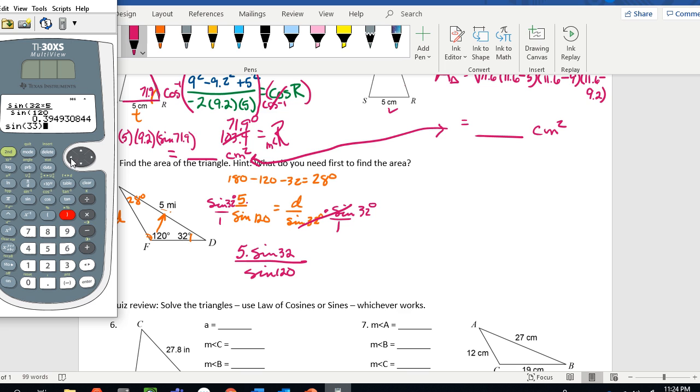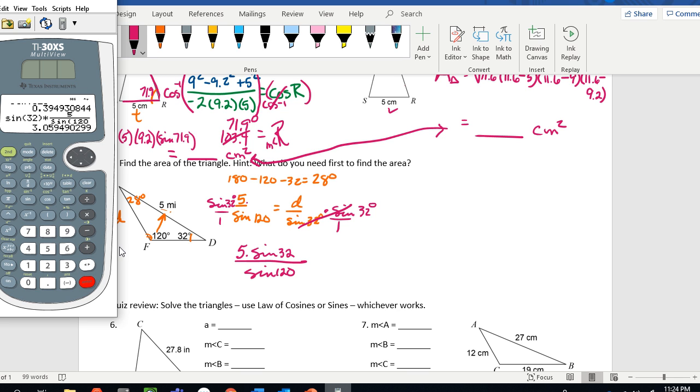32, close the parentheses, times 5. And I meant to have a fraction all over sine of 120. This will work, believe it or not. Sine of 120, that was not what I intended to do. And I hit 110, lovely. Enter.